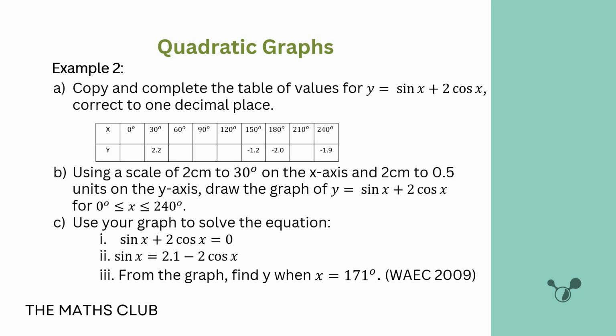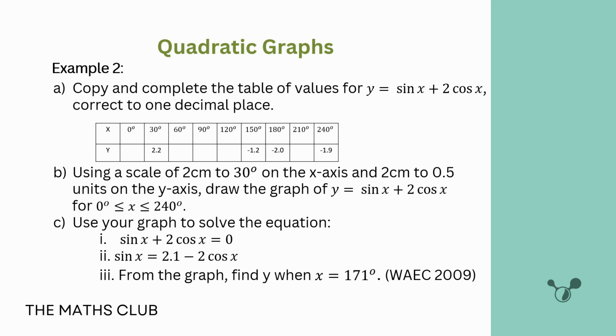And then using the graph, solve the equation sine x plus 2 cos x is equal to 0. Sine x is equal to 2.1 minus 2 cos x. And then from the graph, find y when x is equal to 171 degrees. This is taken from WAEC 2009.